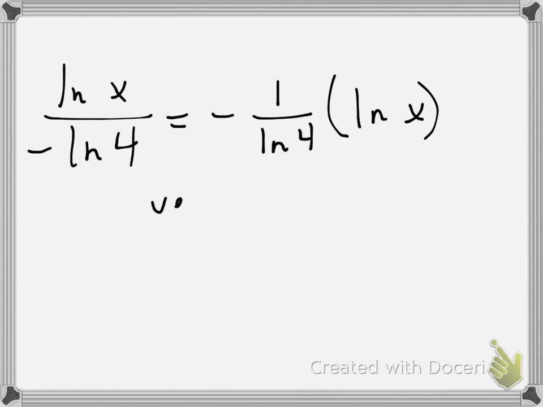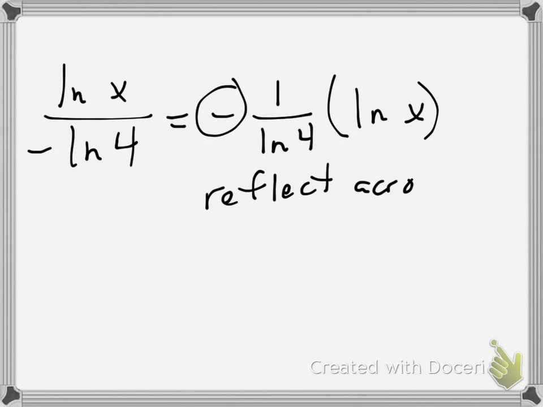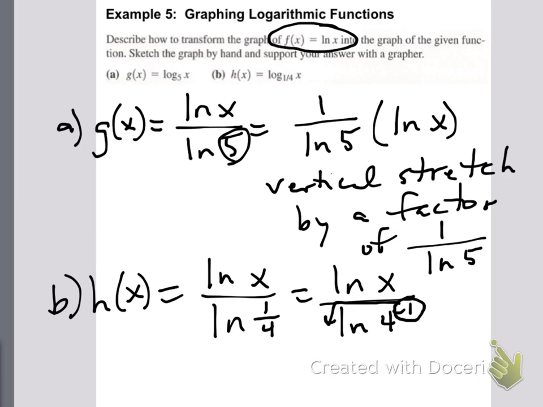So first you have a reflection, because of that negative sign right there. So reflect across the x-axis, and you have a vertical shrink. They're both vertical shrinks. Sorry. Whoopsie. I should know that, being the math teacher and all.